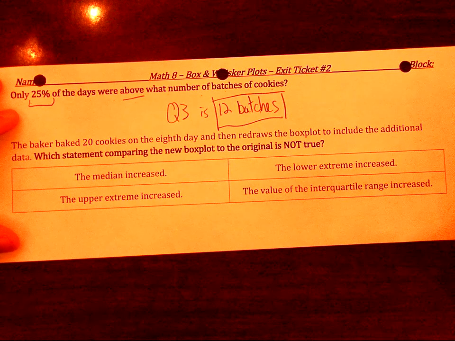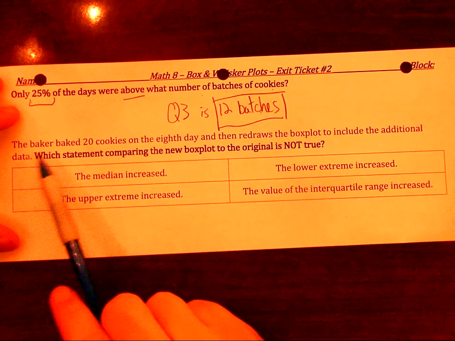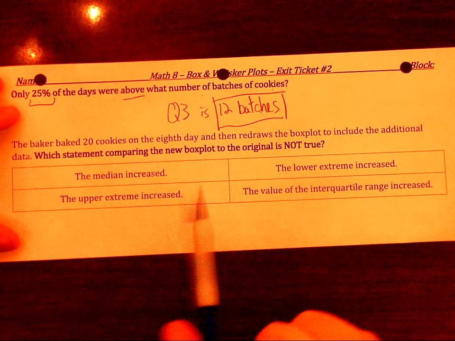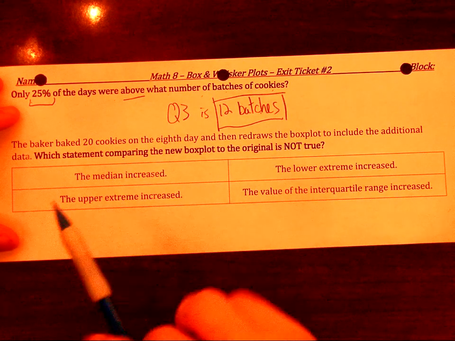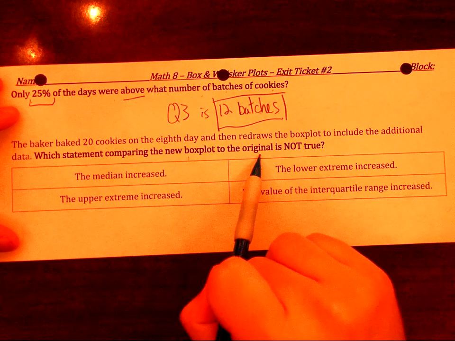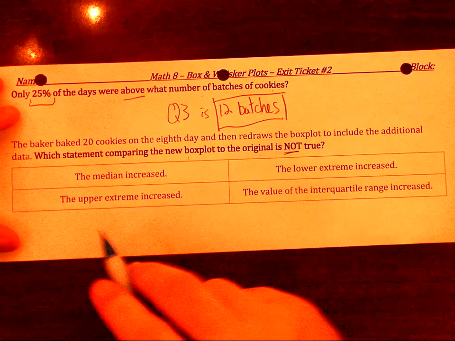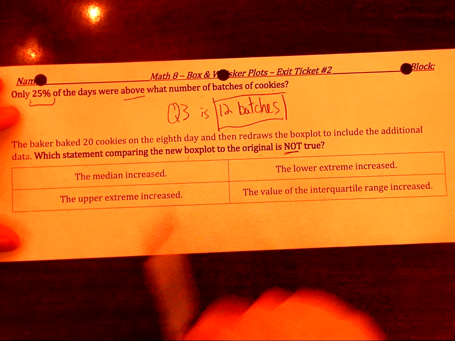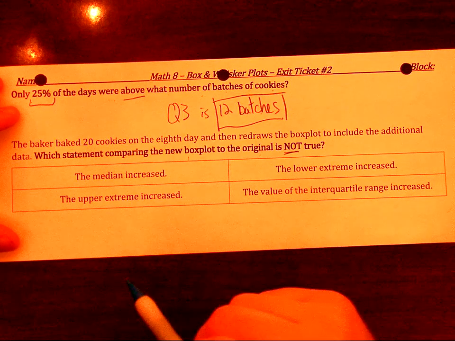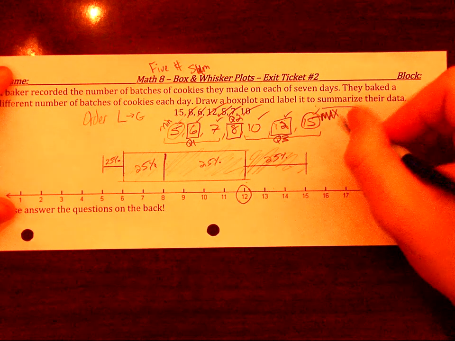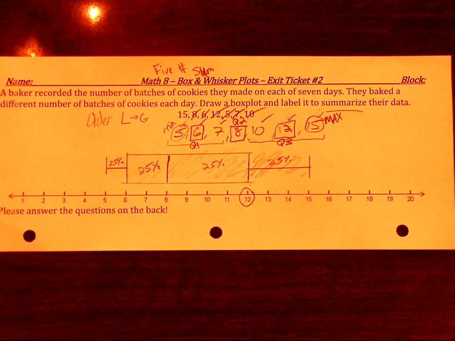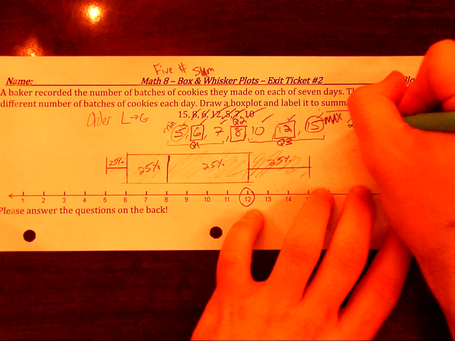All right, so now it says the baker baked 20 cookies on the 8th day, and then redraws the box plot to include the additional data. You don't have to do that, but kind of picture in your head which statement comparing the new to the original is not true. Meaning this, 3 of these choices are true, meaning they did happen. So if we were to look at our box plot or our set of values, and we threw another, let's say we put a 20 in here, what would happen?